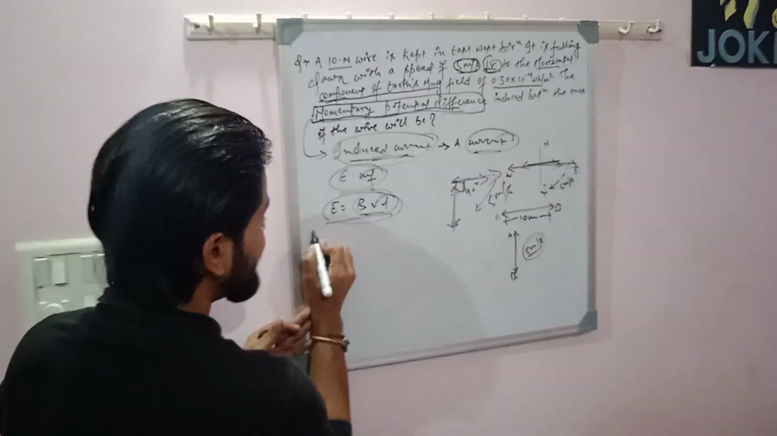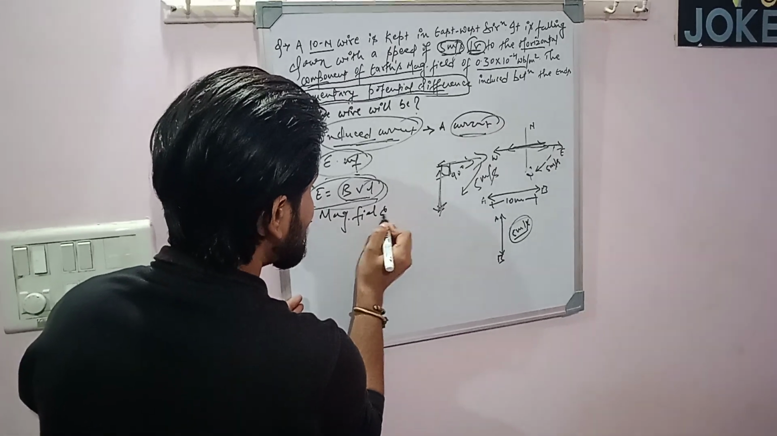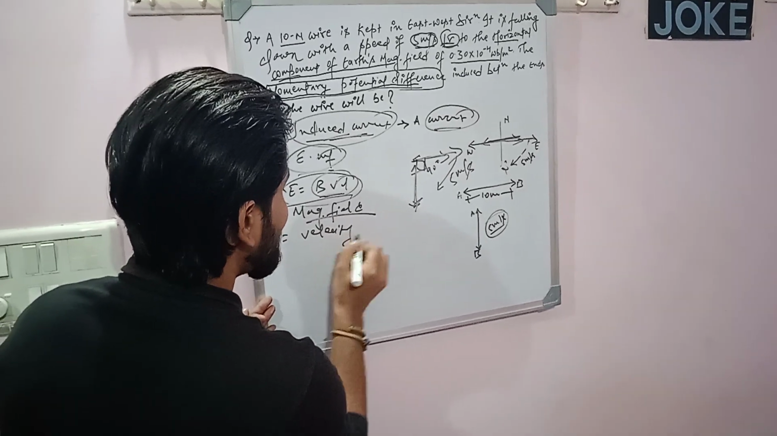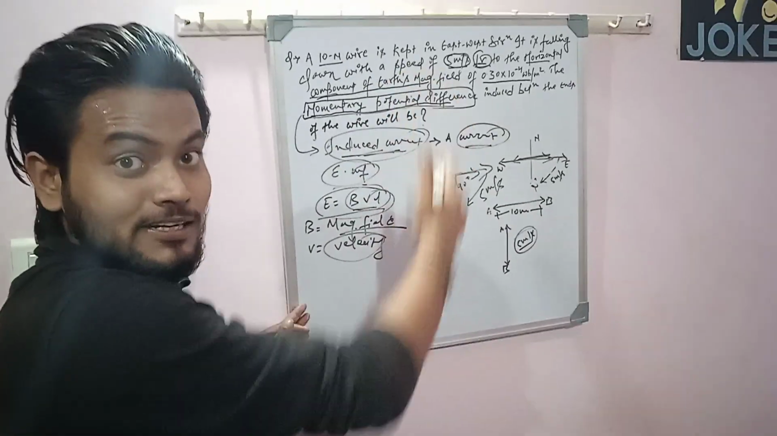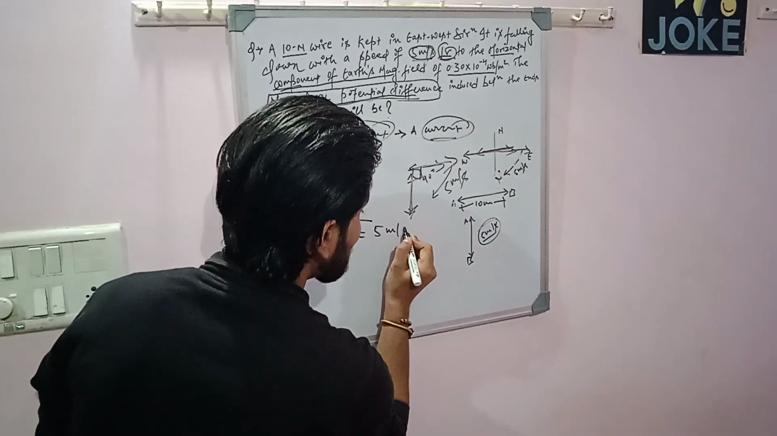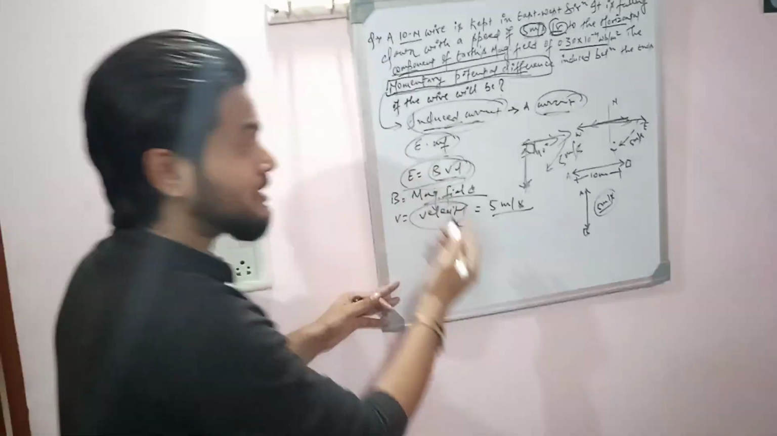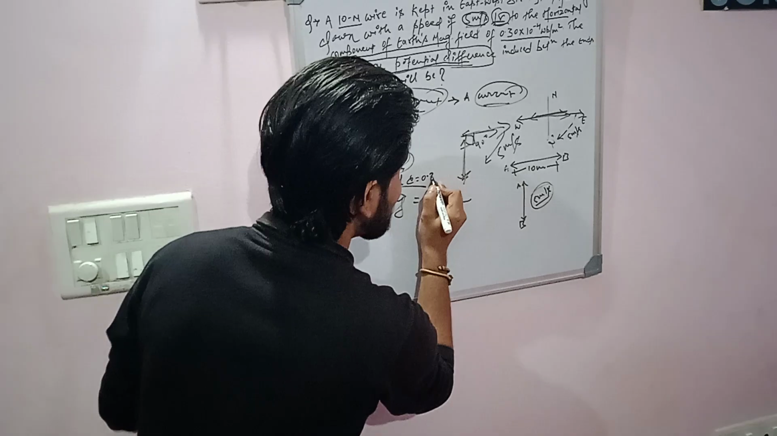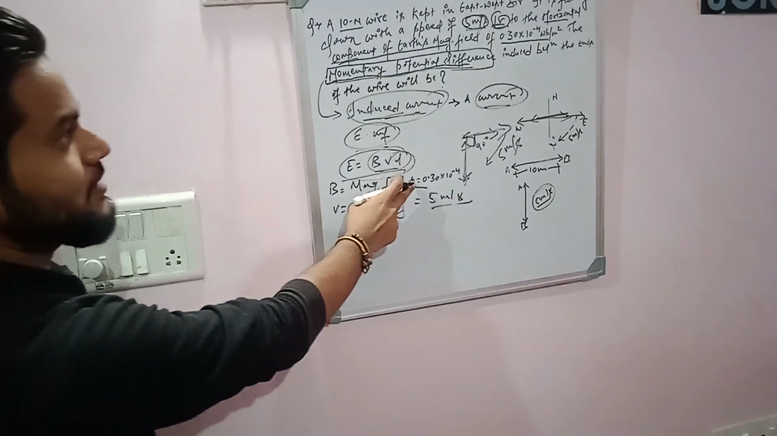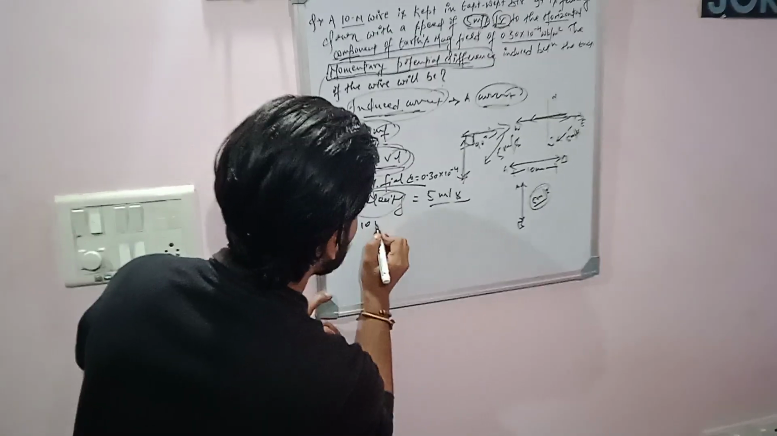Here B is known as the magnetic field, and V is the velocity with which the conductor is moving. Here the velocity was 5 meter per second. The magnetic field given was 0.30 into 10 to the power minus 4, and the length was 10 meter. Got it?